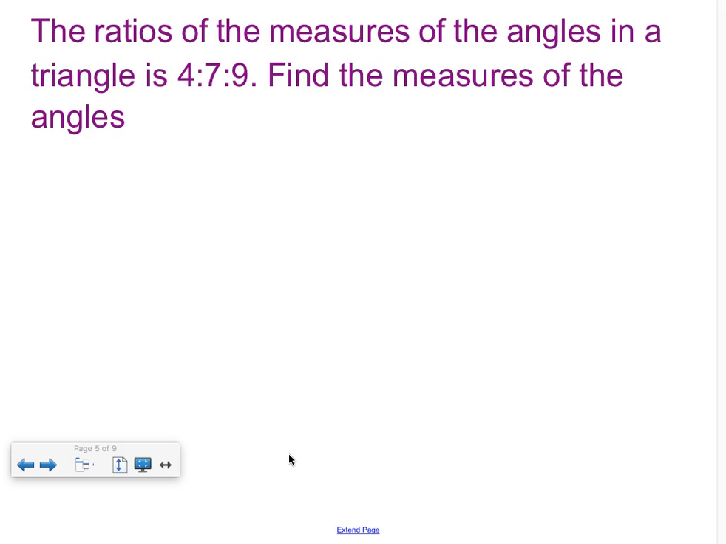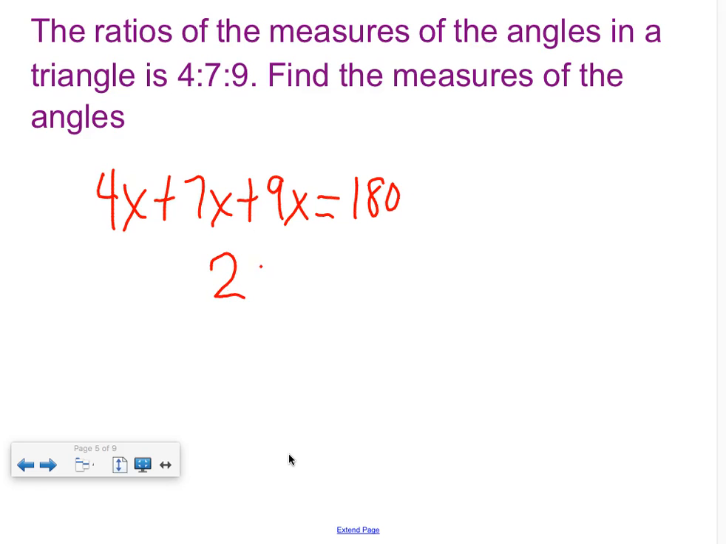Well, do we know exactly what the angle measures are? No. We just know what equal part it takes up of that triangle, right? And how many degrees are in a triangle? 180. But when we don't know something, we always assign it what? A letter, a variable, right? So I can say 4x plus 7x plus 9x has to equal 180. How many x's do we have? 20x. Divide out, x equals 9.